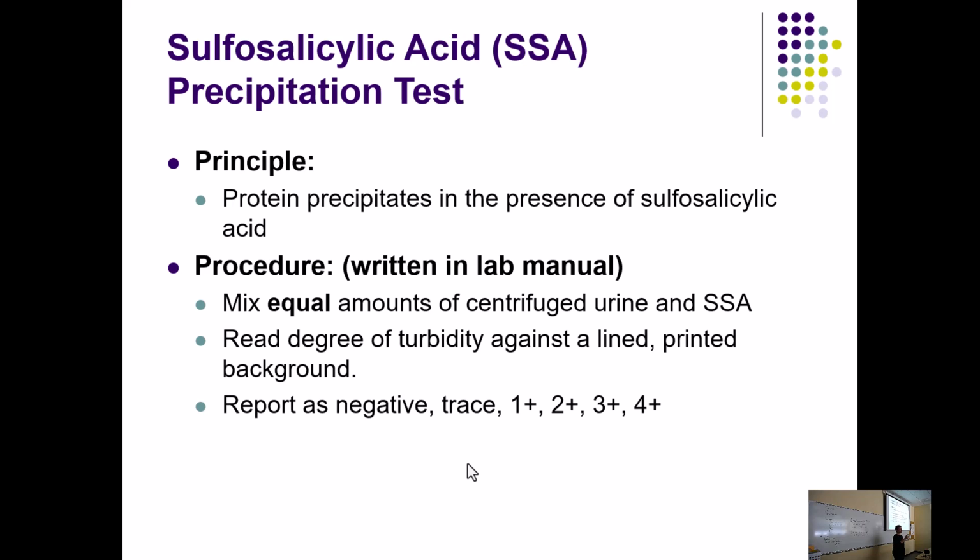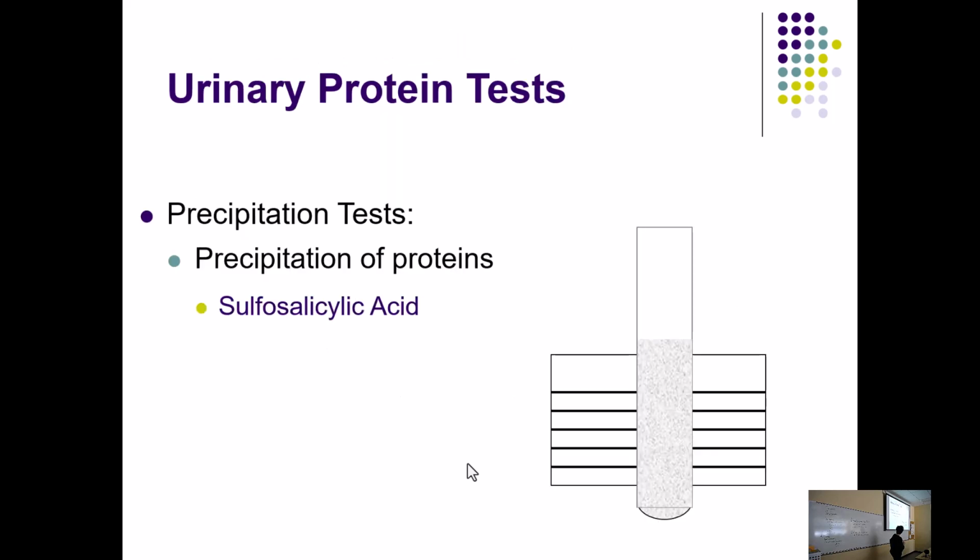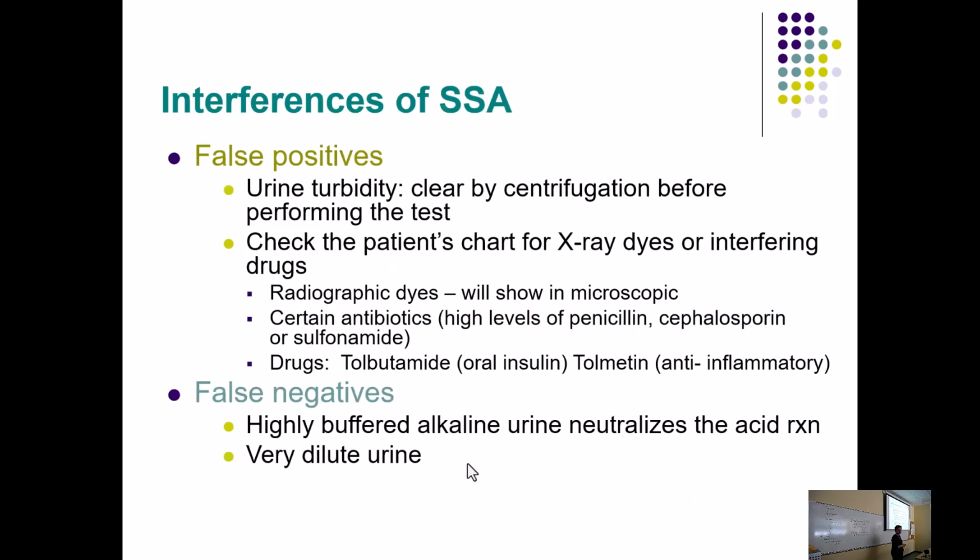And so if it starts cloudy, is that our base or is it precipitated out? So we want supernatant if it is a cloudy urine. And we're going to read the degree of turbidity against a lined printed background, and then we're going to report these out this way. So you can see here, this one's very turbid. You can't even see the lines behind it. And there's actually a picture in your lab manual about what a 1 plus, 2 plus, 3 plus, 4 plus or a negative is.